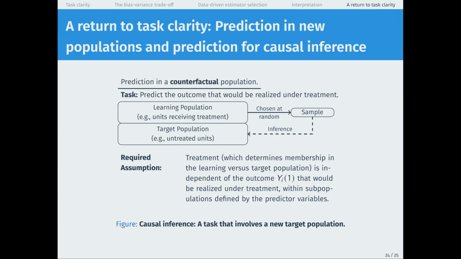A second example where task clarity is really important is when we want to make predictions for a counterfactual population. So in this case, we might say we have a set of units who received a treatment. So maybe they received some extra tutoring at Statsville West. We sample some of them at random, and then in that sample, we learn how their background characteristics predict their outcomes in a world where they received that treatment. But then we want to know, well, there's a bunch of other kids, they didn't get the tutoring. And we'd like to know, would they also have had better outcomes if they had received tutoring? And we might want to predict the outcomes of those units who did not receive the treatment.